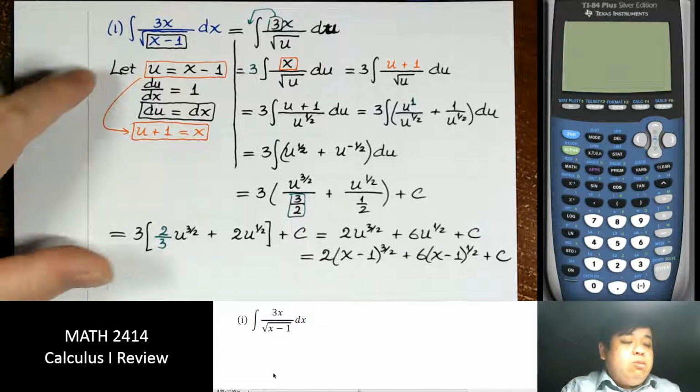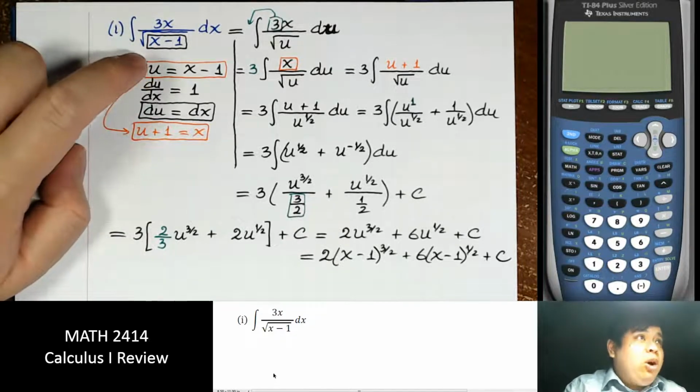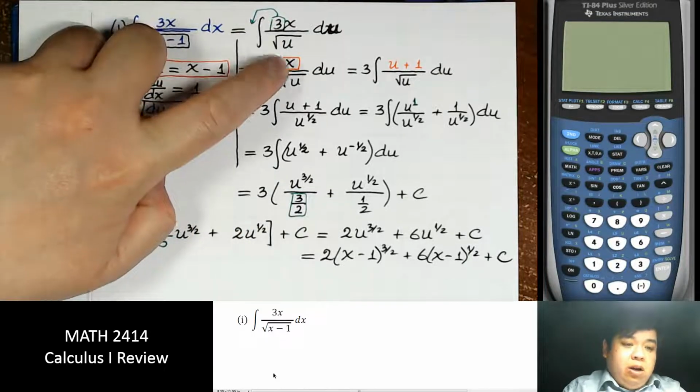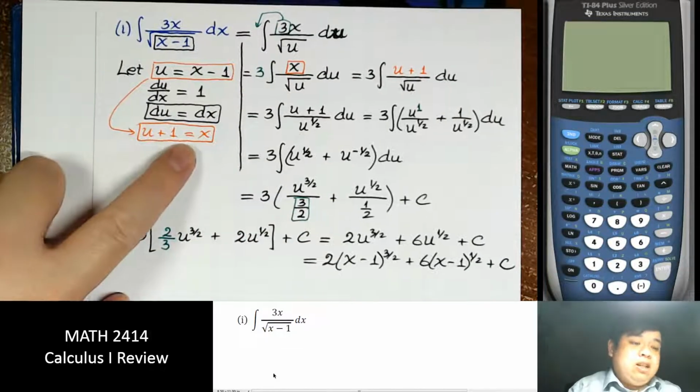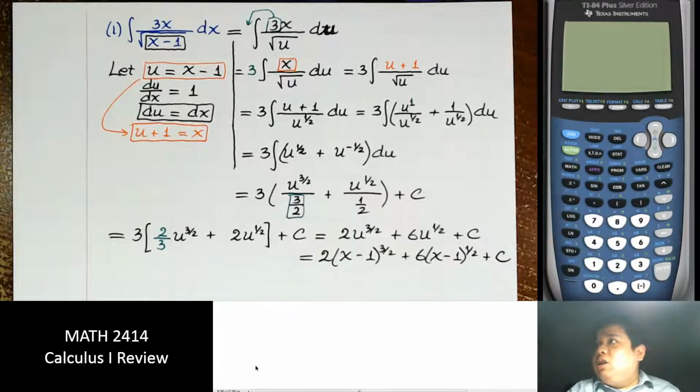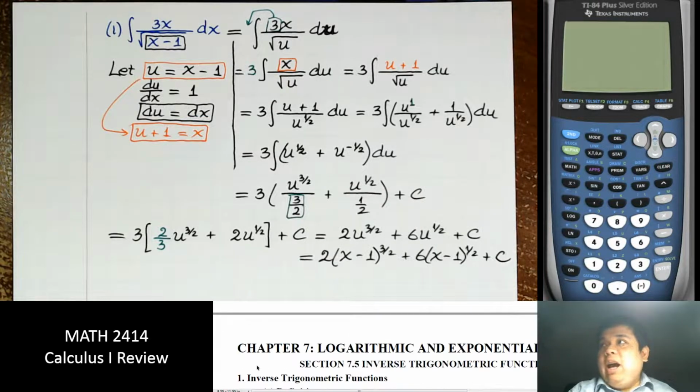So, yes, sometimes substitution will require more than just u and dx. If there's an x left in the integral, we may have to solve for x as well. But this is rare. So that is the review of the calculus that we have.